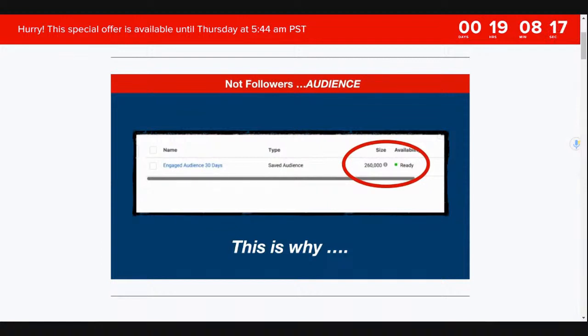Only you can see this. So it doesn't look cool. It's not a vanity metric. It's not going to make you look fancy, but who gives a damn, right? You want to get leads and customers. You don't care about looking fancy. So like right now, the screenshot shows 260,000 people have engaged with my stuff over the past 30 days.